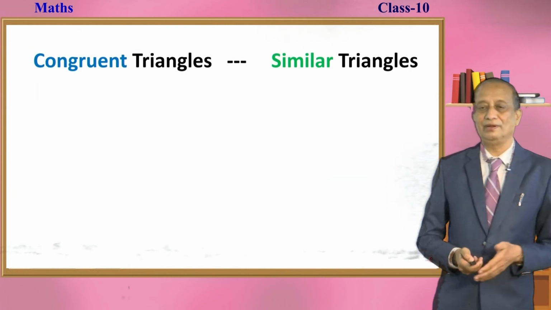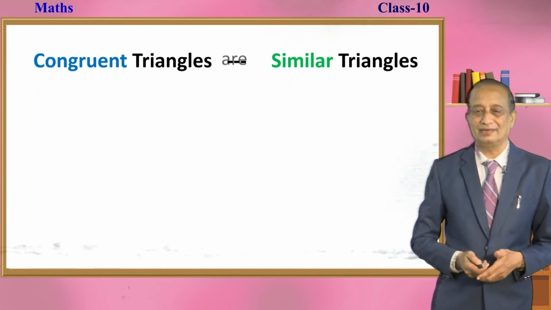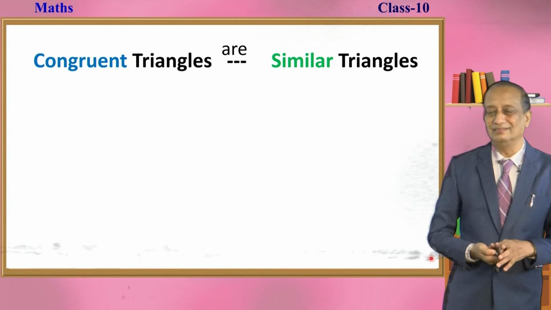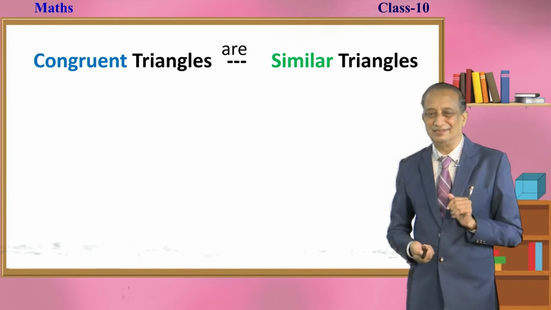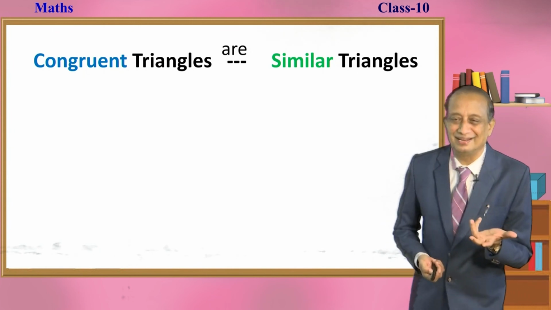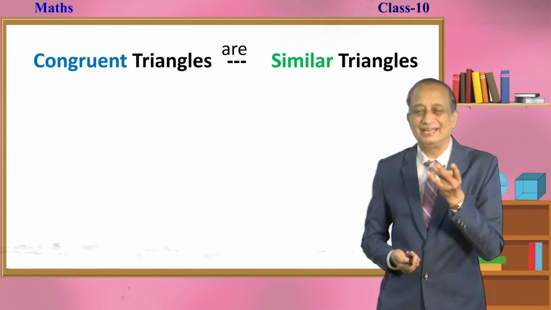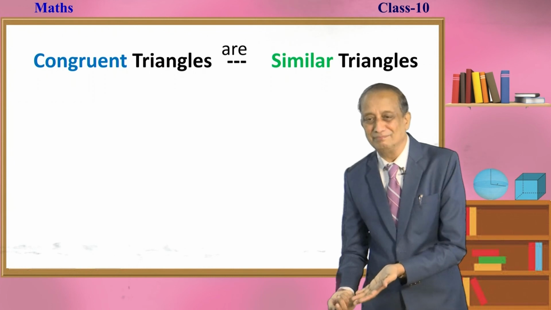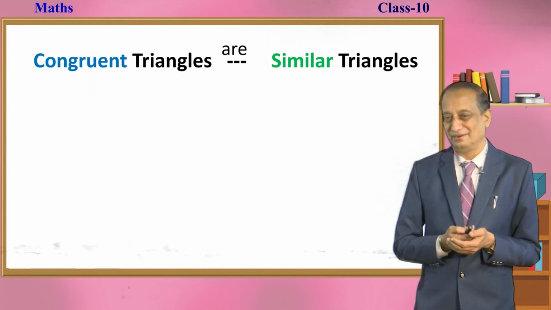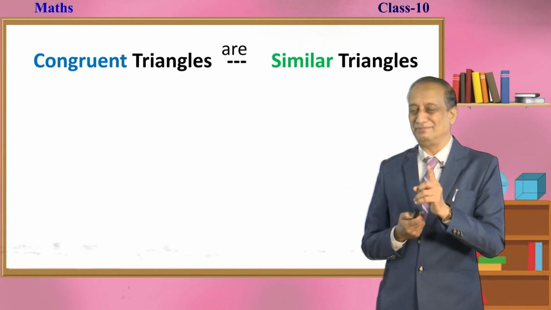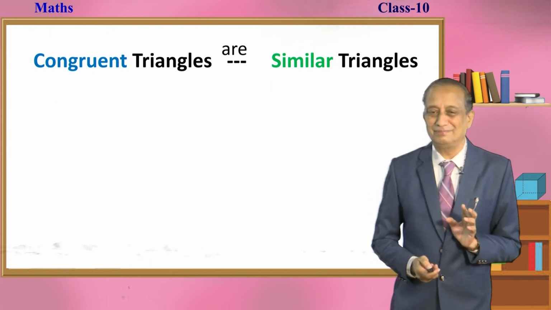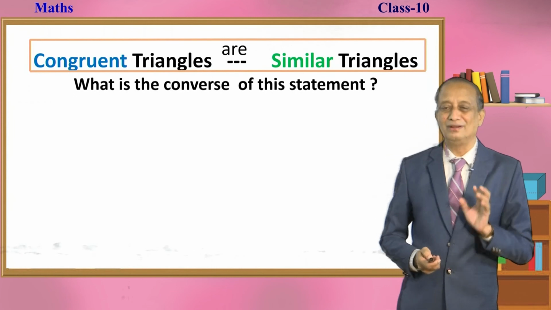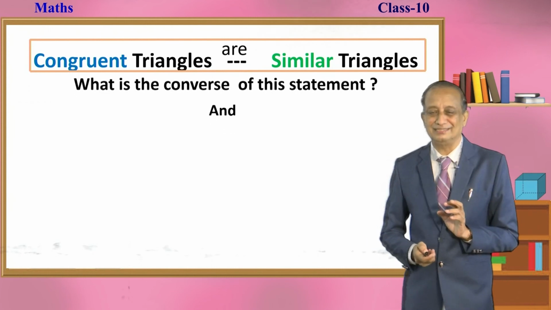Okay. Congruent triangles versus similar triangles, we are trying to understand this. So, congruent triangles, do you not think they are similar triangles only? If two triangles are congruent, the shape will be the same, the area will be the same. So, we can say congruent triangles are nothing but similar triangles. Now, can you tell me what is the converse of this statement, children? Okay, this is a very important statement. What is the converse of this statement?